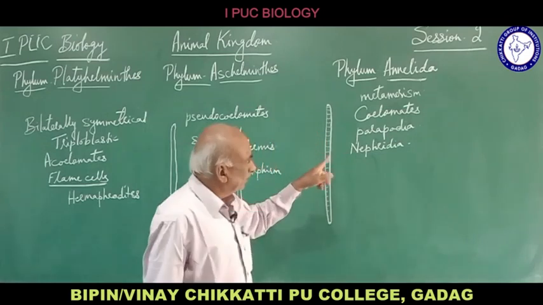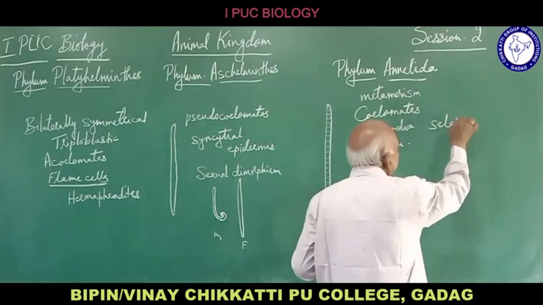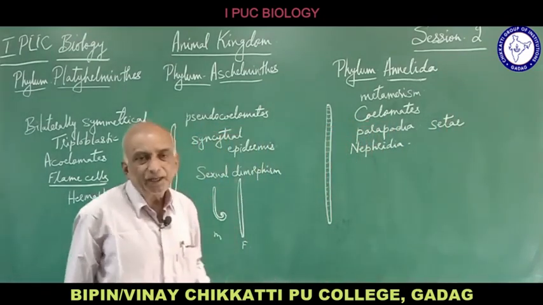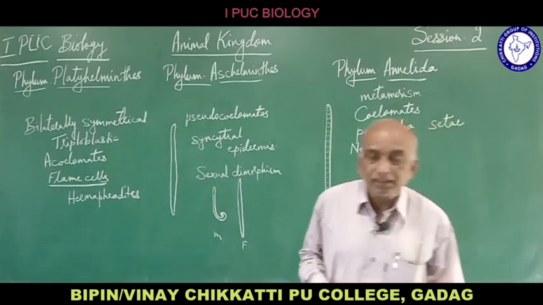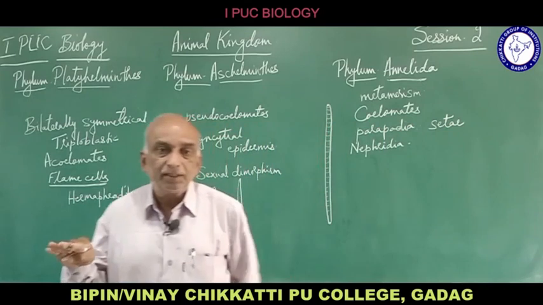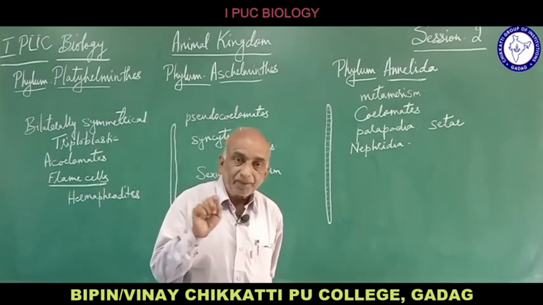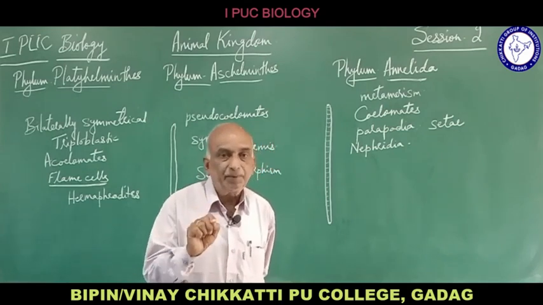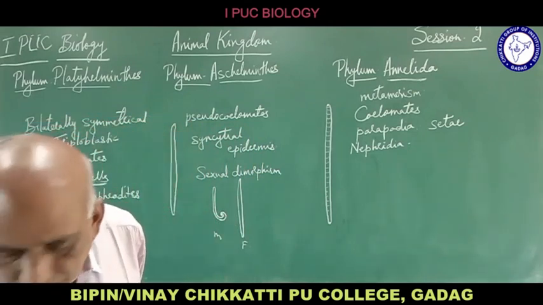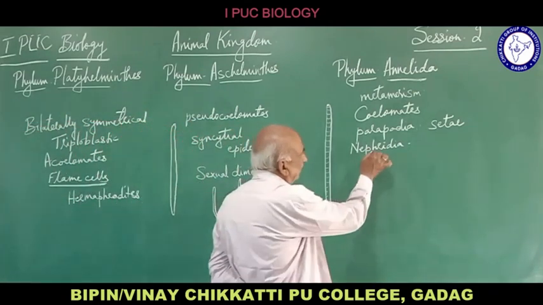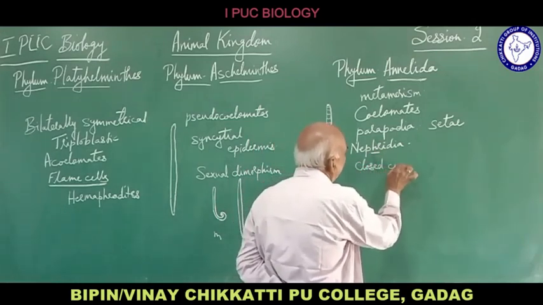And in addition to the parapodia, there are also structures which are called setae. Parapodia usually help in movement in water, aquatic swimming. But when the earthworm or the animal is moving on a solid surface, like soil particles, setae, which are S-shaped structures, help in the locomotion of the animal. Then coming to another important feature, the closed circulatory system.